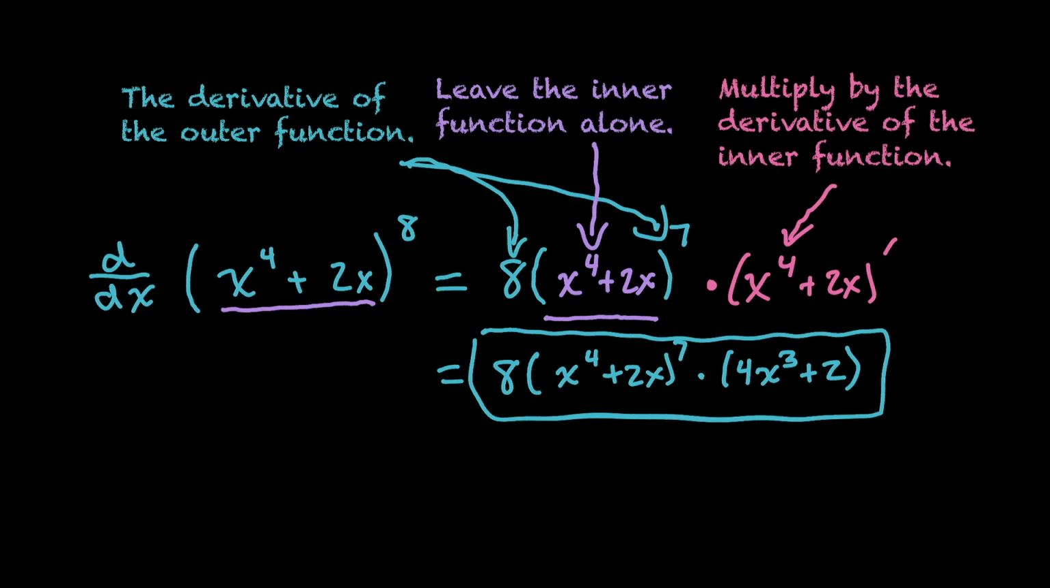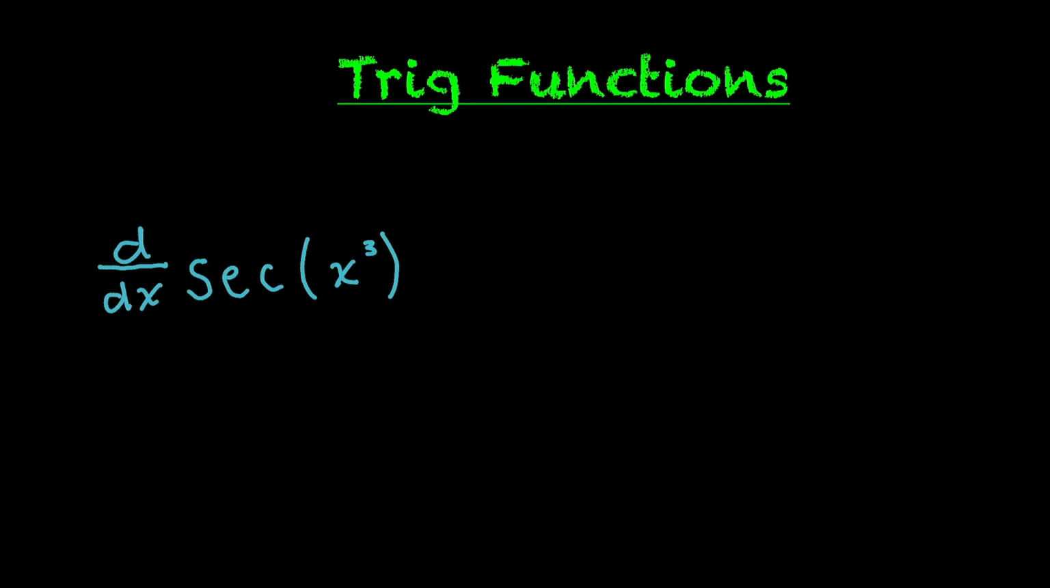But let's move on to some more complicated problems that typically throw students off when using the chain rule. Here we have the derivative of secant of x cubed. Now when we say secant of, that implies that there's a function sitting inside of it, namely x cubed. Now one of the other things you can do to identify what is your inner function and what's your outer function is you can pretend that you're plugging in an x value.